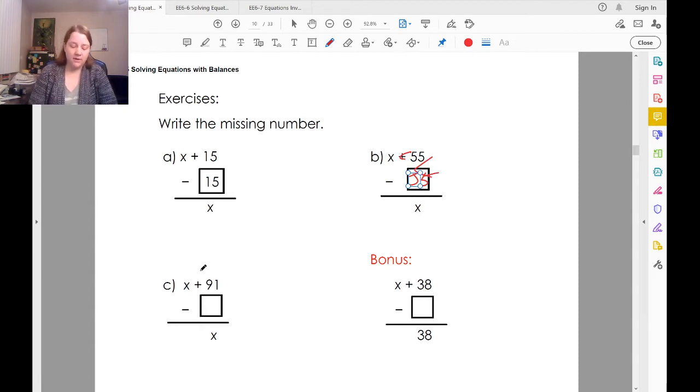What about over here? X plus 91. Well, if we just want the X and not the 91, let's take away the 91. What about over here? This says X plus 38, and they just want 38 left. So what do we take away? We take away the X. Most times you won't need to be doing that right now, but later on in the future it may become important.